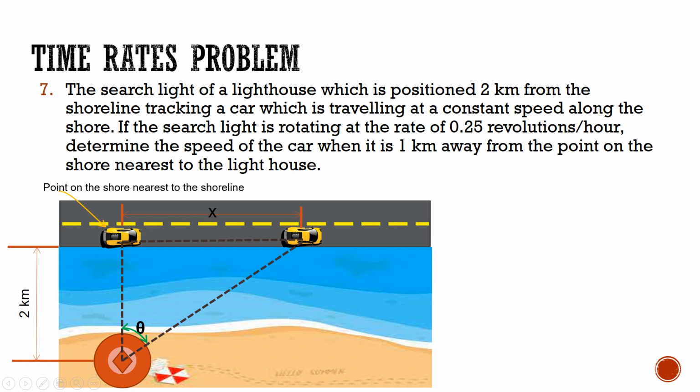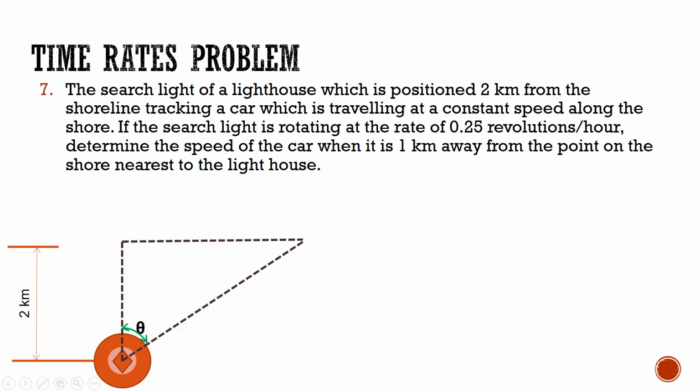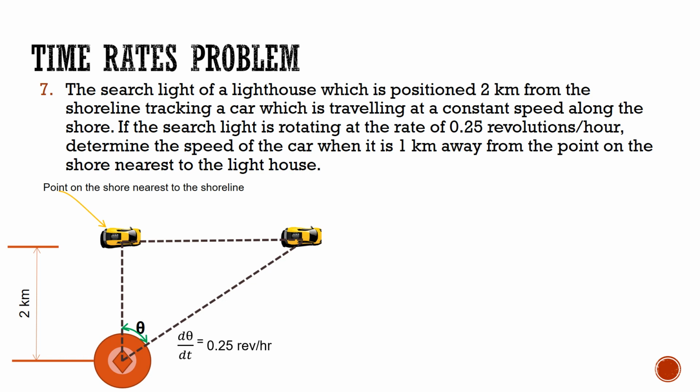Angle theta changes with respect to time because it is following this car moving from one point to another. Then by that we can say that d theta over dt, or the rate of rotation with respect to time, is 0.25 revolutions per hour of that car, which is located initially on the point of the shore nearest to the shoreline.